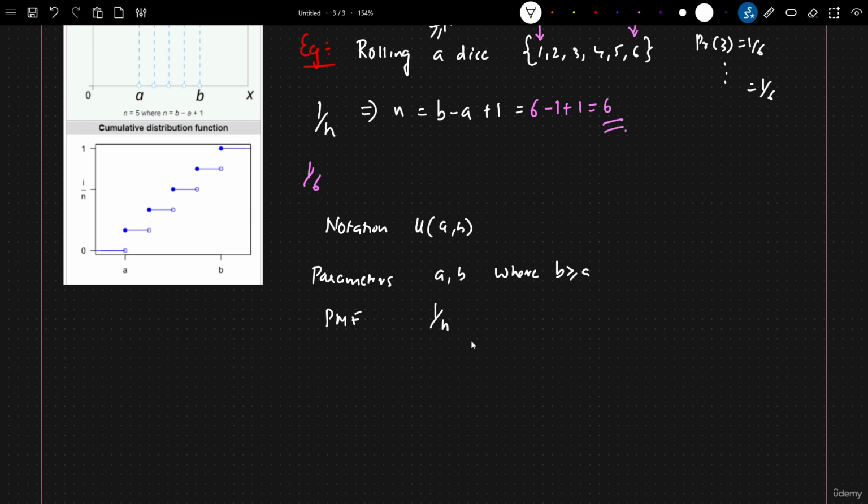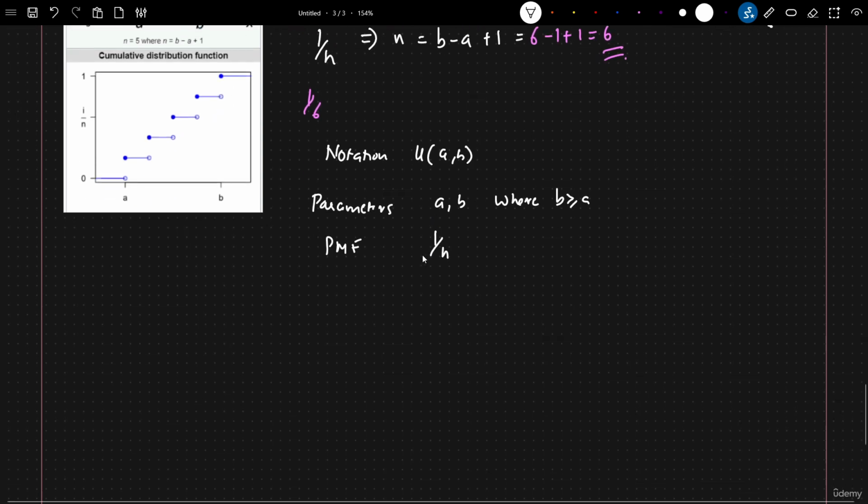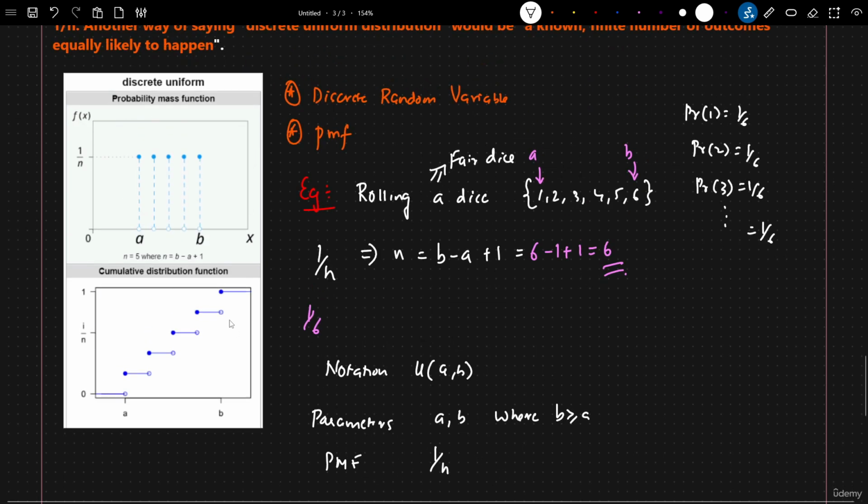So the x value cannot be less than a, because at all times, for every outcome, you'll see that my probability will be almost the same. And if I talk about mean and median, it is the same as our continuous uniform distribution, that is nothing but a plus b by 2. Okay. So this is one example, and the reason we are getting the cumulative distribution is that we are adding up each and every probability. So when we keep on adding it, finally I'll be able to get 1.